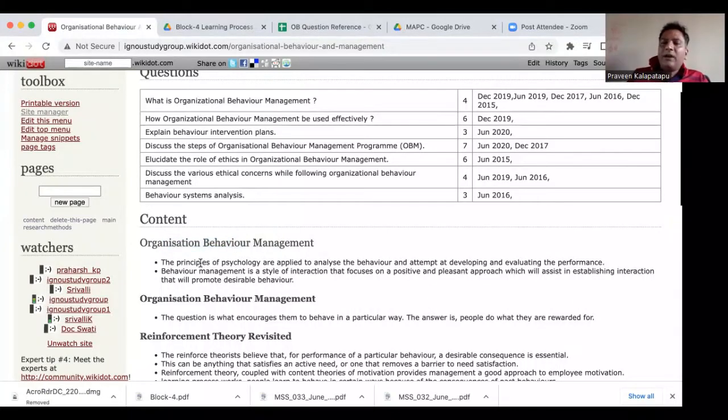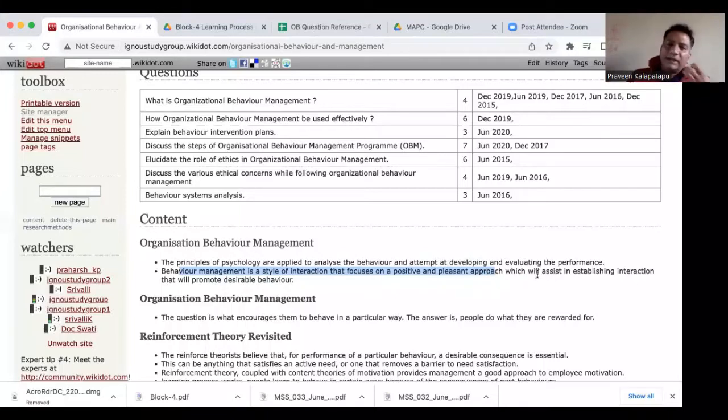It depends on the principles of psychology, which includes analyzing the behavior and how exactly that behavior can be developed, how you are going to evaluate that behavior. So all these things are involved in organizational behavior management. Behavior management is a style of interaction that focuses on a positive and pleasant approach. I think this is the statement given in most places, where this is not a negative approach, but rather a positive approach, where you are altering the behavior in a positive way rather than in a negative way.